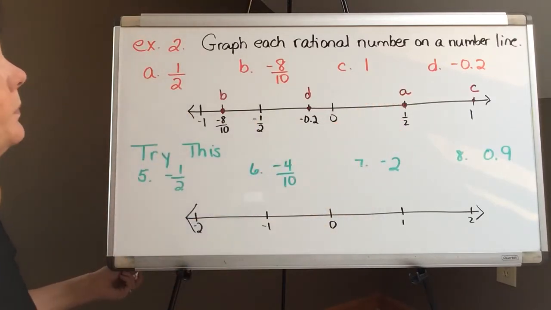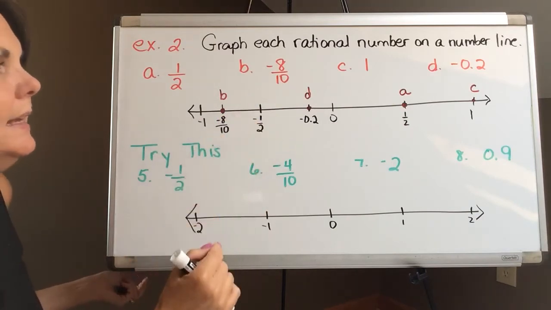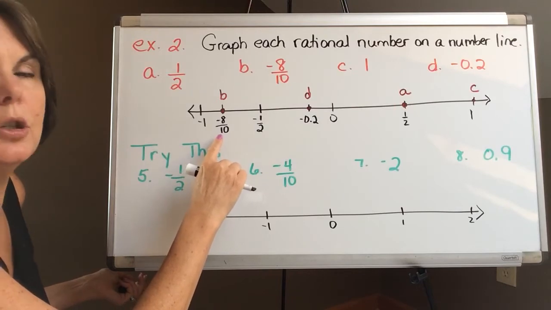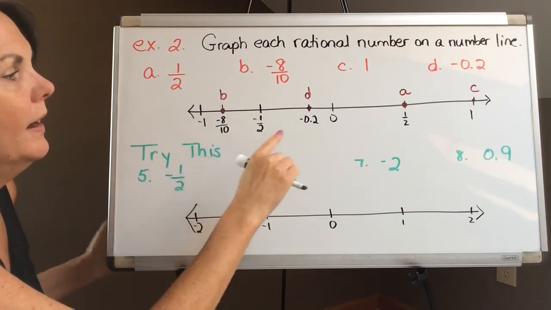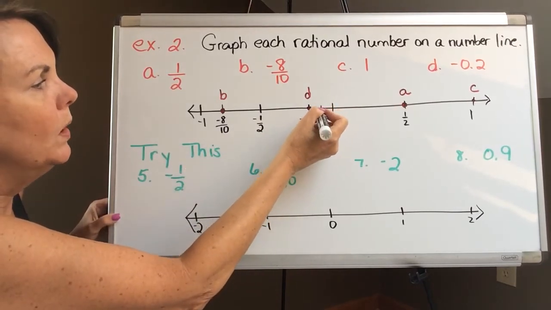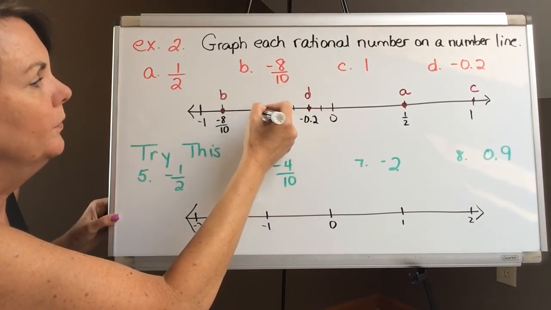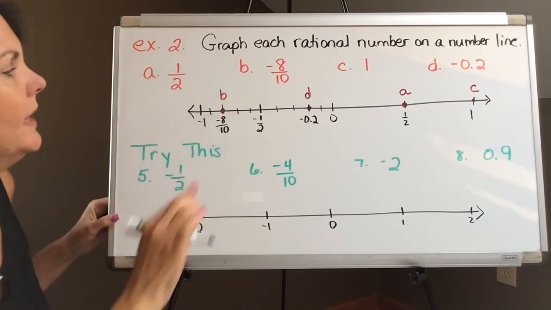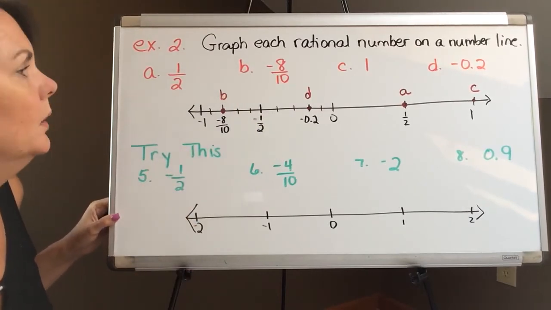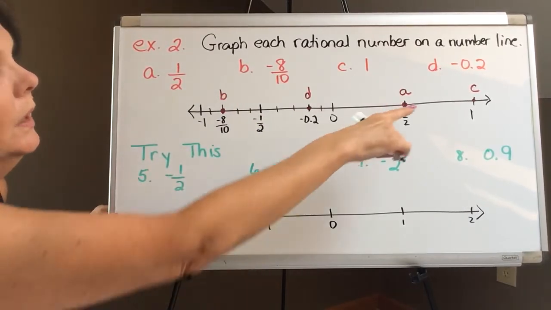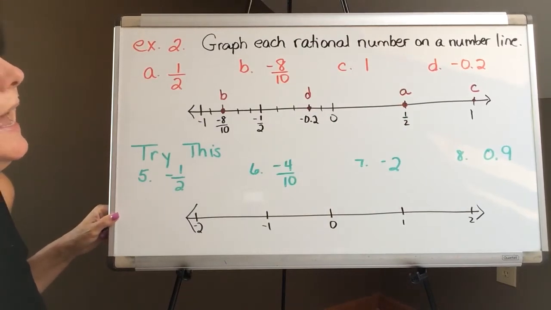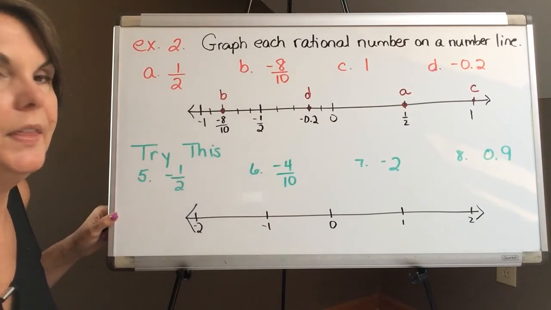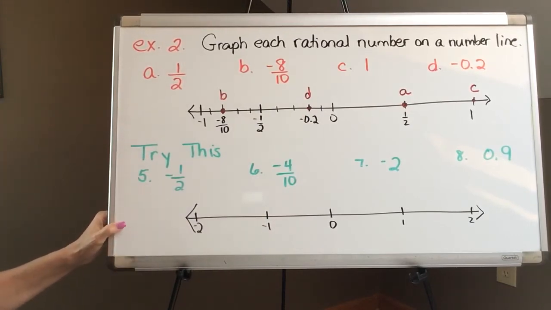That's the letter A. And then I have -8/10. So if you want to think about that, break it up into 10 parts. All right, so 1, 2, 3, 4, 5, 6, 7, 8, 9. So that's where -8/10 would fall. 1 is over there, letter C, and -2/10 would be right there.